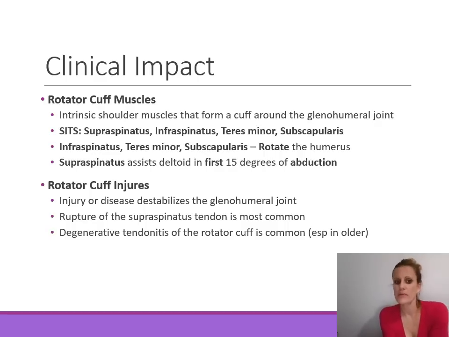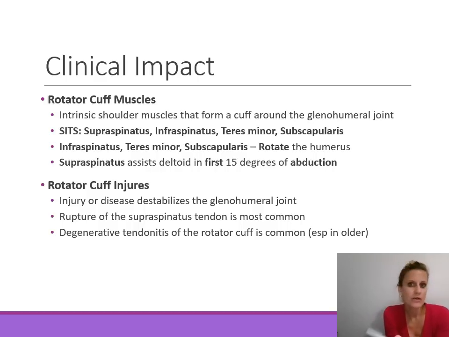The rotator cuff muscles are the 4 intrinsic shoulder muscles that form a cuff around the glenohumeral joint. The glenohumeral joint is the shoulder joint, the joint between the head of the humerus and the glenoid fossa, the depression in the scapula where the head of the humerus fits. The rotator cuff muscles rotate the humerus, right? So a rotation at the shoulder, and then they also stabilize the joint. They help to hold the head of the humerus against the glenoid cavity during movements.